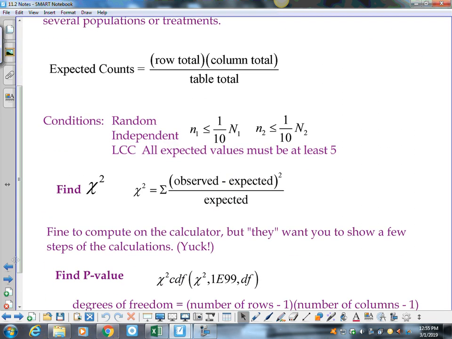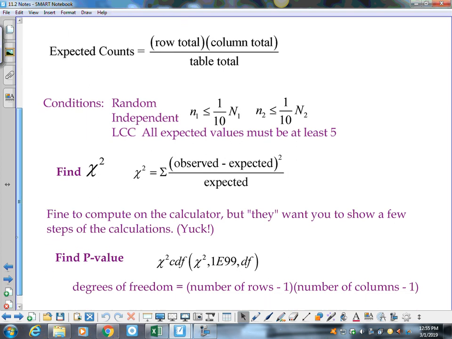Your conditions, I have to be random, independent. Why are there two? Because I have two populations. LCC, all expected values must be at least 5. That's all the same. Chi-squared, exactly the same.